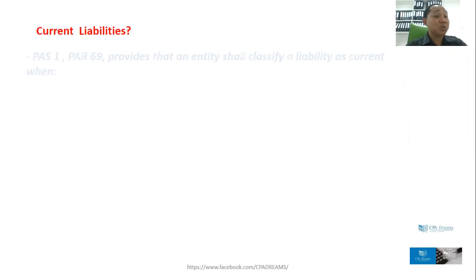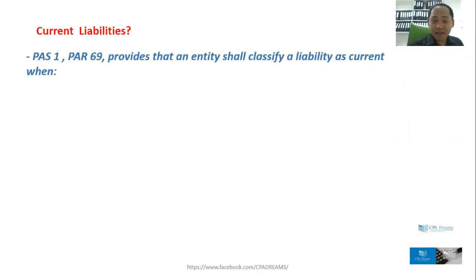Again, we need to separate current liabilities from non-current liabilities. Same as what we did in assets. We have current assets and non-current assets. So you need to go back dun sa topic about assets kung paano natin sineparate.